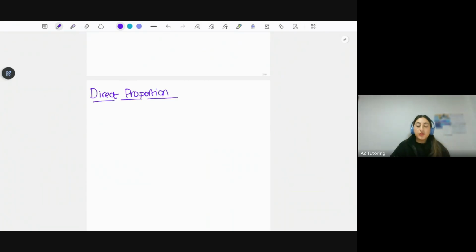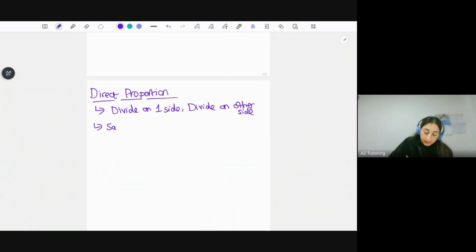So direct proportion is sort of in the question. Direct just means whatever you do on one side, you do it on the same side. So divide on one side, you divide on the other side. So it's same actions on both sides.